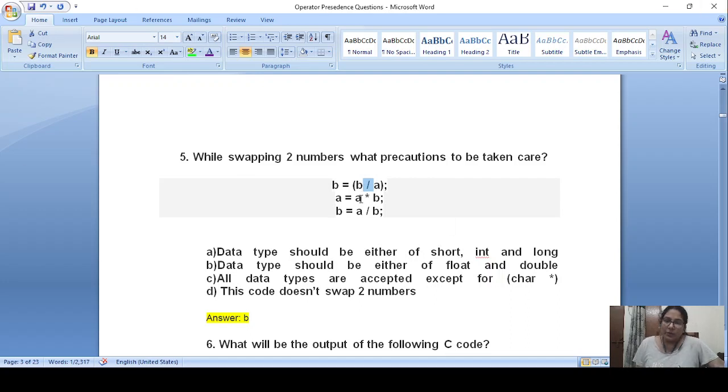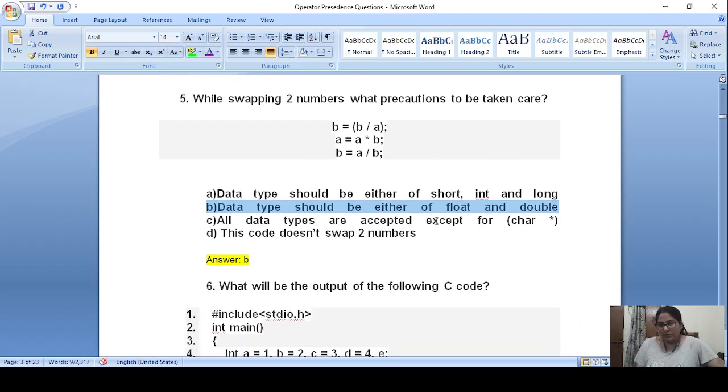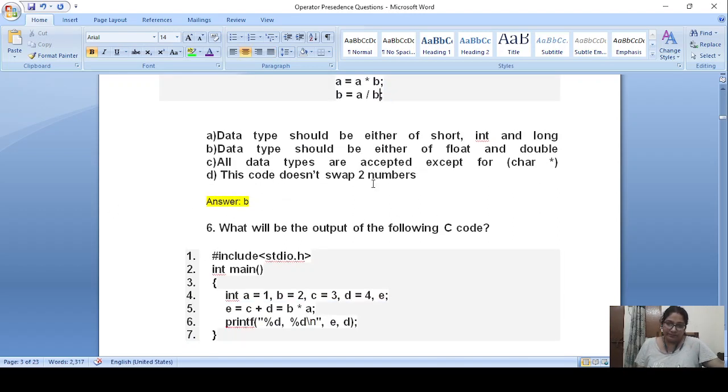Why B? Because when we are swapping two numbers and using the division operator, if the numbers are in decimal format, you do not want the digits after the decimal point to be discarded. So the data type of A and B will be either float or double. You cannot use int, and this will not work because of except char pointer. Char pointer is another different thing. It does not fit here, and this is also wrong because the code doesn't swap two numbers. This code is definitely going to swap.